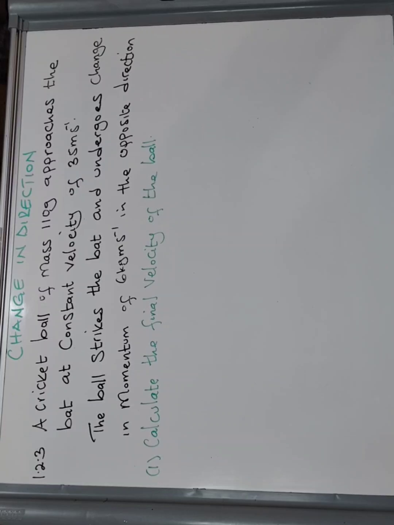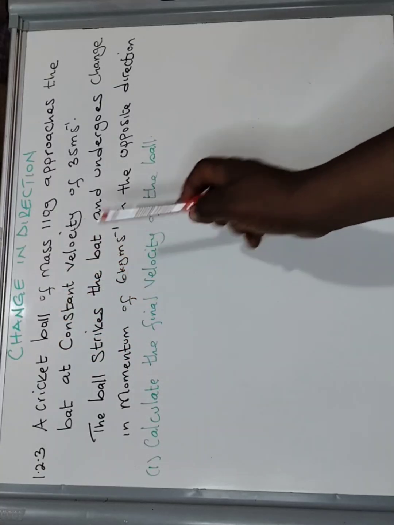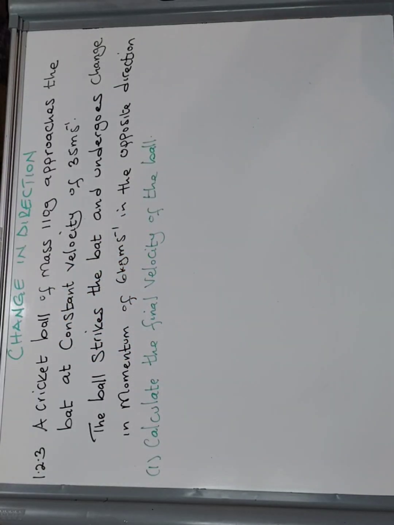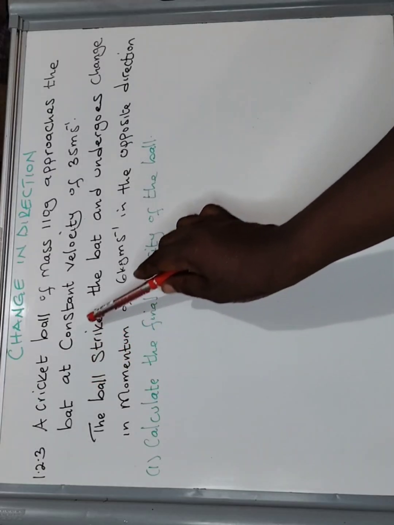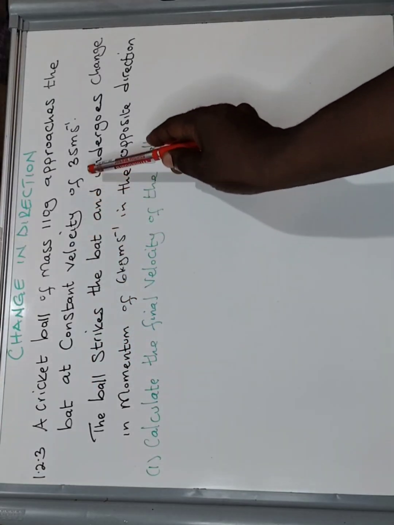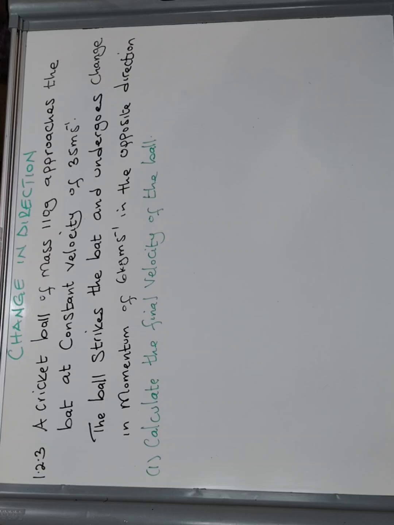Okay, now we are looking at this case, which involves change in direction. It says that a cricket ball of mass 110 grams approaches the bat at a constant velocity of 35 meters per second. The ball strikes the bat and undergoes a change in momentum of 6 kilograms meters per second in the opposite direction. Then the question says, calculate the final velocity of the ball.